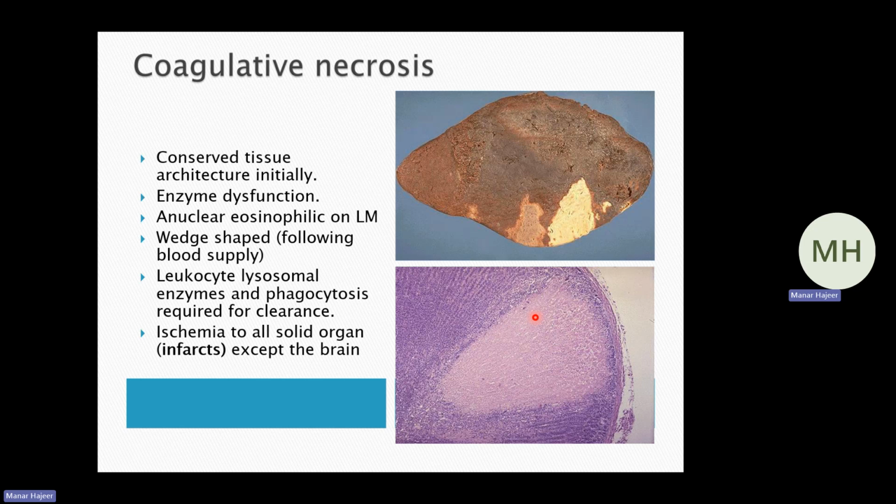Because later on, when the blood supply comes back, the neutrophils and inflammatory cells will start the process of phagocytosis and the clearance of the dead cells.